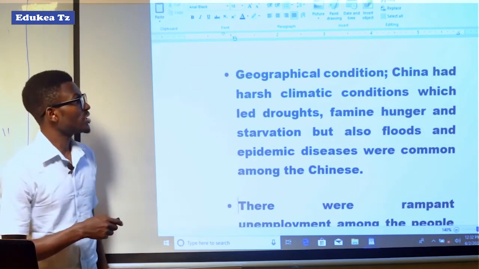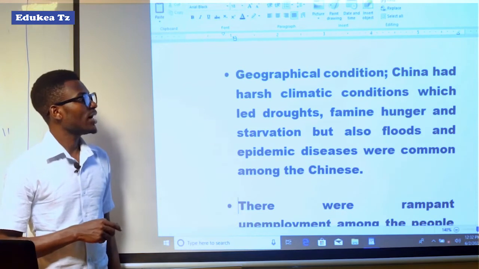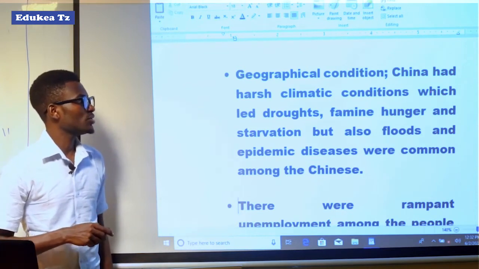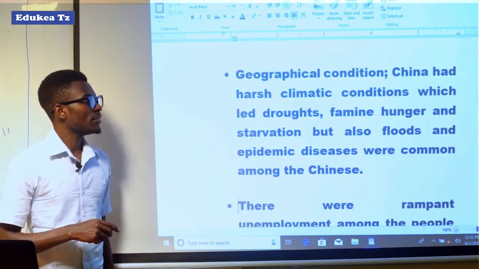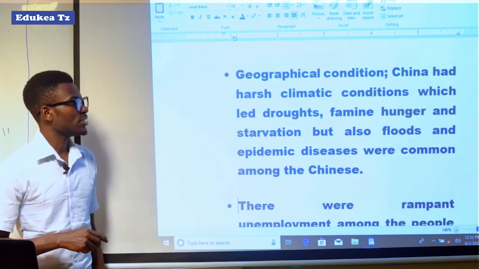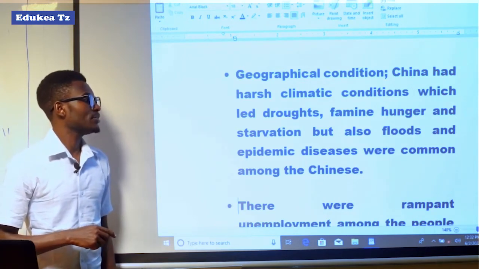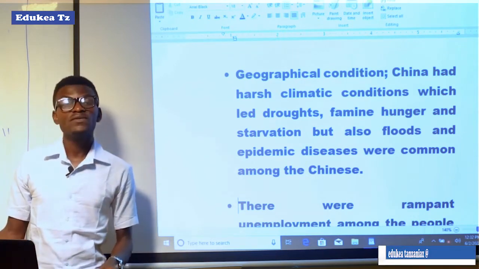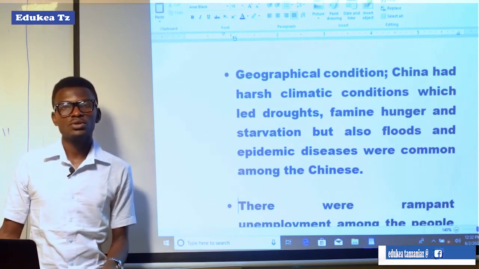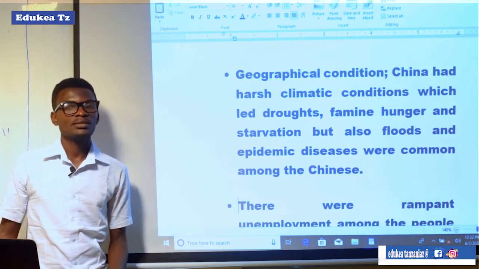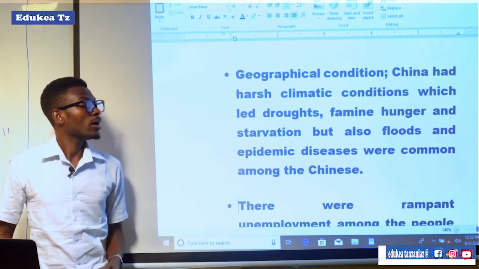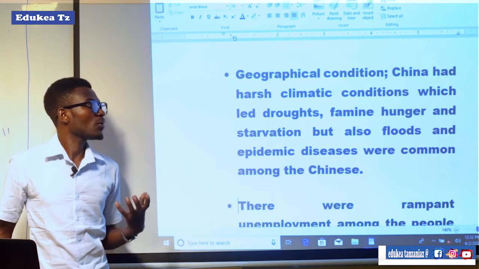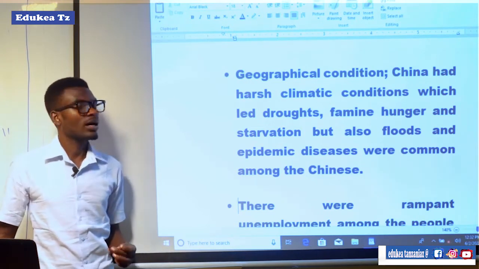Also, the geographical condition. China had a harsh climate which led to droughts, famine, hunger, and starvation, but also floods and epidemic diseases were common among the Chinese. To mean that before the Chinese Revolution of 1949, the geographical condition of China was harsh.